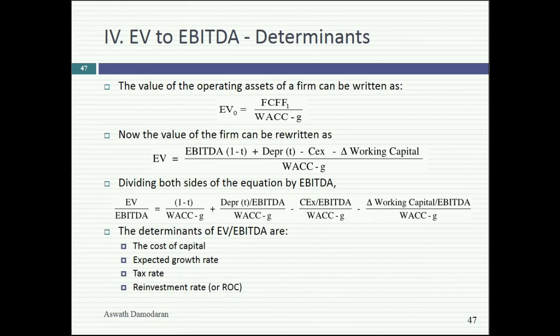So if you've got four variables, you've got the tax rate, your reinvestment rate, your cost of capital, and your growth rate. Already you can lay the foundations for what a cheap stock is going to look like to you if you're looking on an EV to EBITDA basis.